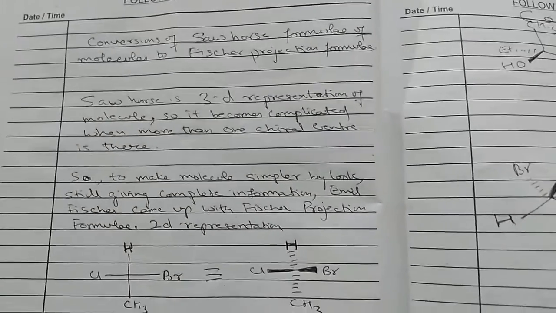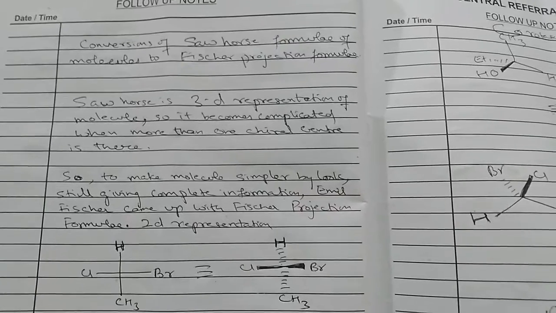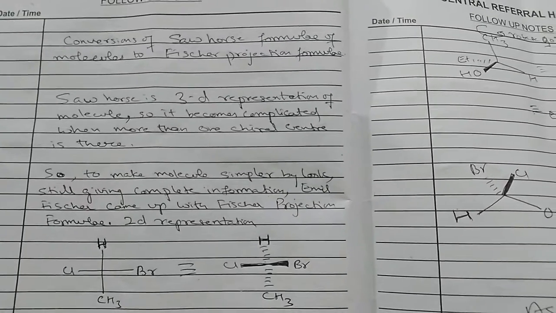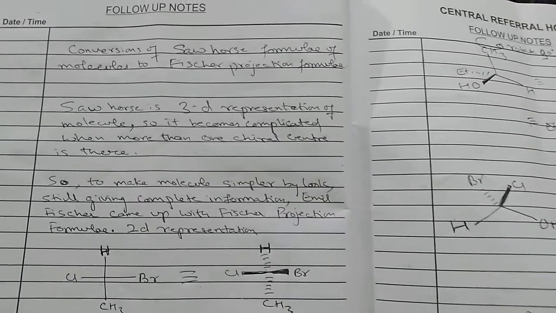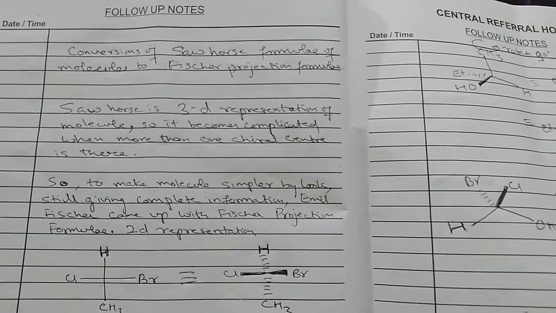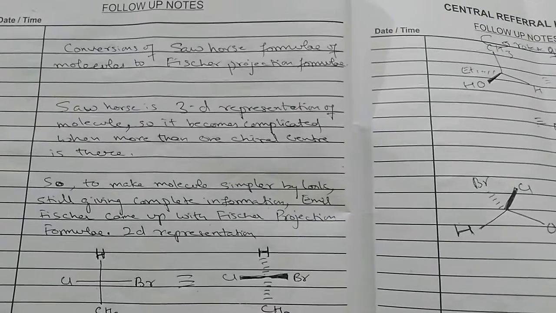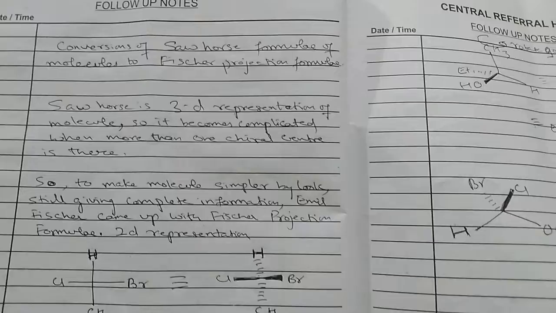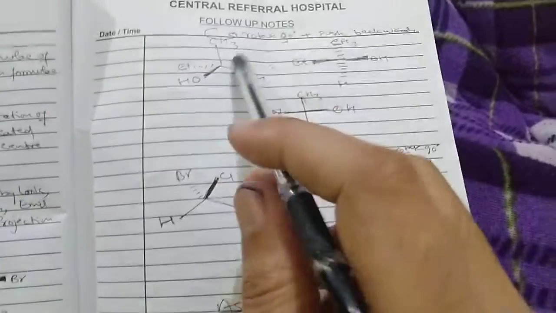Hello everyone. Last class I talked about relative configuration and I said this class will be talking about absolute configuration. But before I start absolute configuration, let me brush up again on the topic of conversion of Sawhorse projection into Fischer projection formula. So this formula which we have seen so many times is called the Sawhorse projection formula.